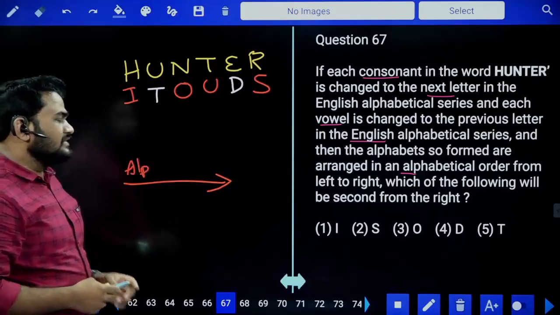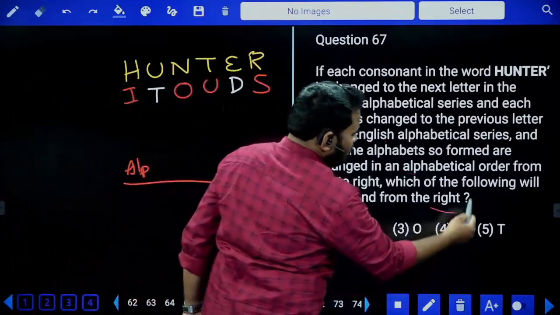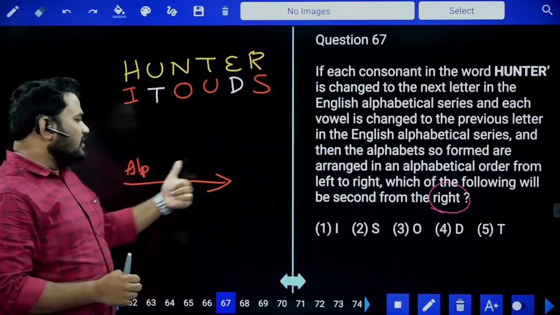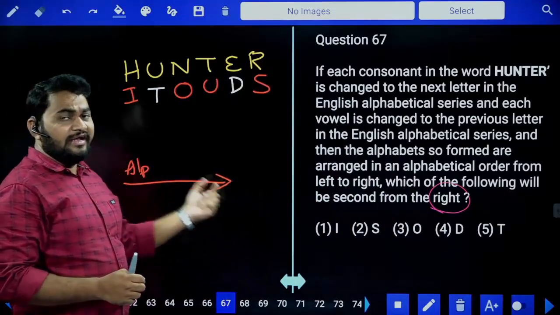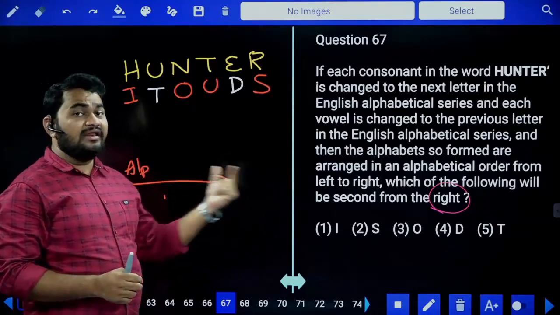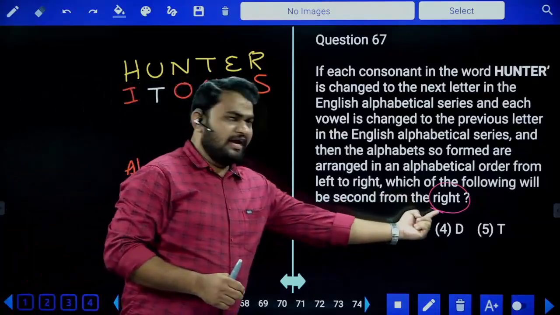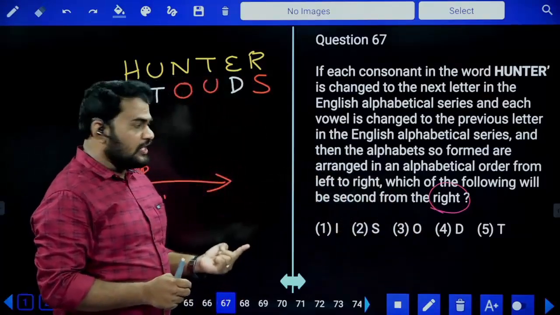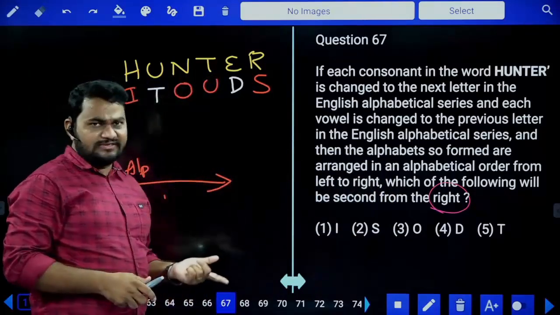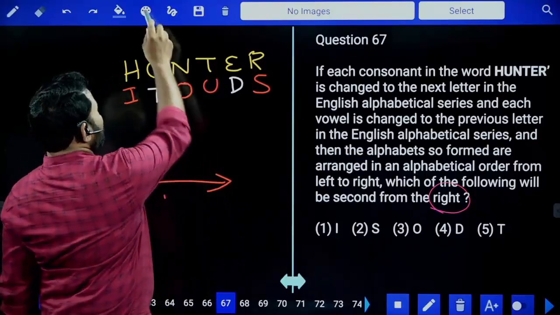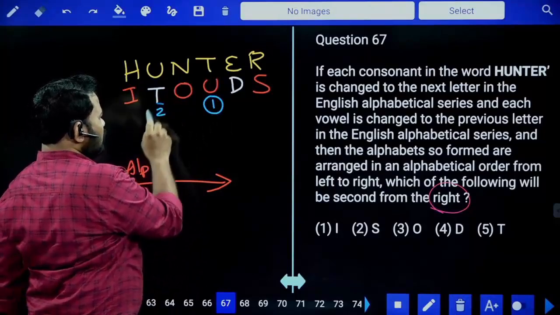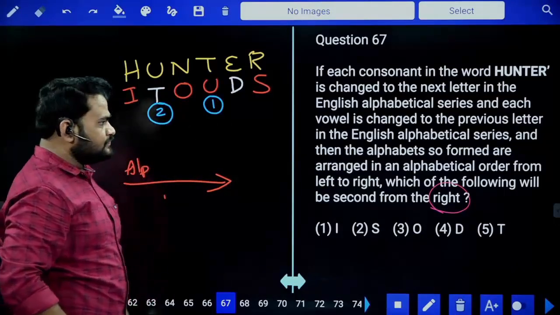Which of the following will be second from the right? Yes, we need to find from the right. So try to understand friends, whenever we write letters in alphabetical order, we take the least letter at the left end and the highest letter at the right end, and we need to find from the right end. That means we consider the highest letters, and second from the right means the second highest letter will be our answer. The first highest letter among these is U, but the second highest is required, that is T, option 5.